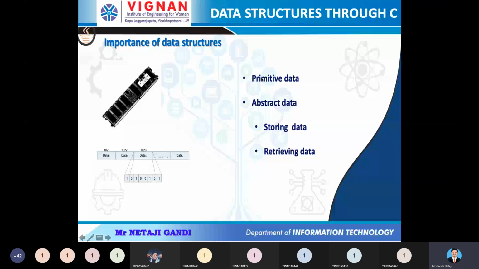Coming to abstract data types, it means the user can create their own data types. What user defined data types are available in C language? Structures, unions, typedef, enumerated data types. Structures, unions, typedef, these are abstract data types. Abstract data types are nothing but user defined data types. By using the data structure, you can store the data, retrieve the data, insert the data, remove the data, delete the data, everything is possible.